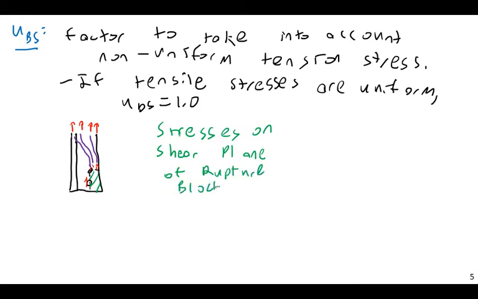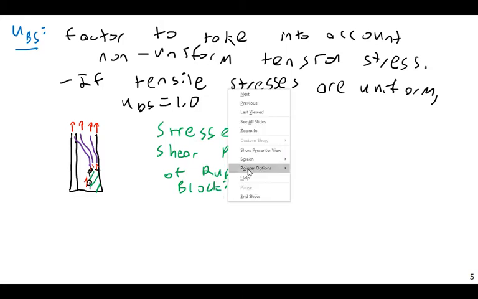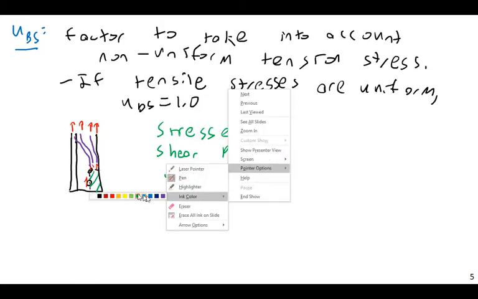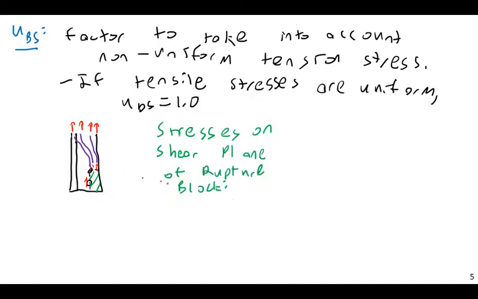What does that look like? Well, I would have something like this. If I were to plot the stresses out, right from the left side of the rupture block, I would end up with something like this. The stresses would be more concentrated right toward the left end of the rupture block, and less concentrated toward the right end, because you have a stress sort of bunching up.